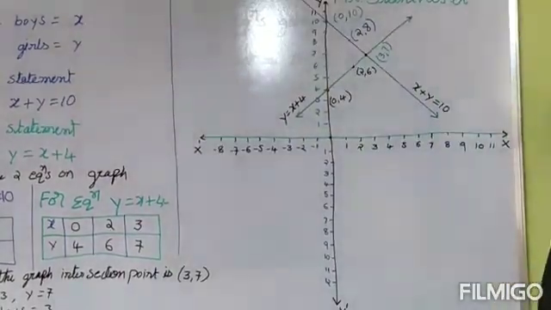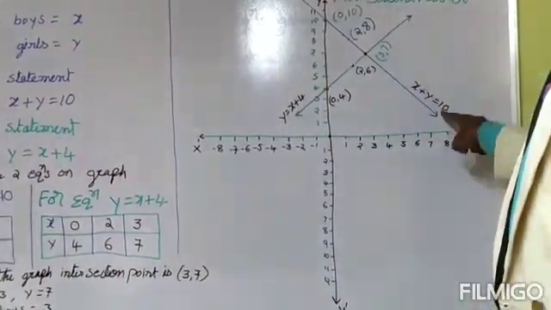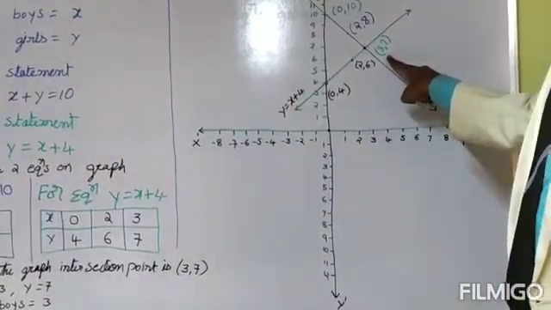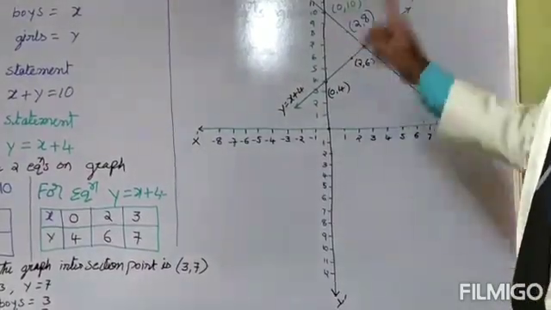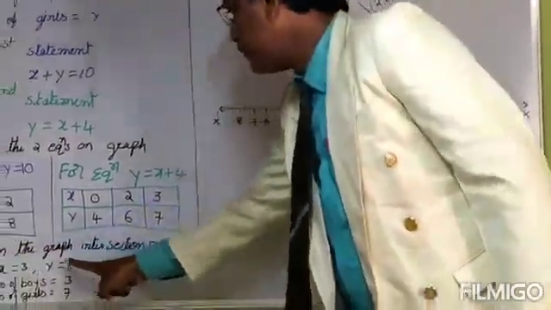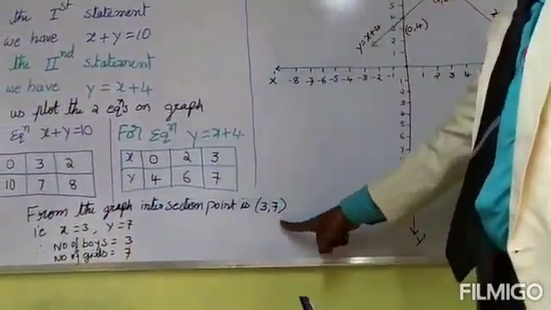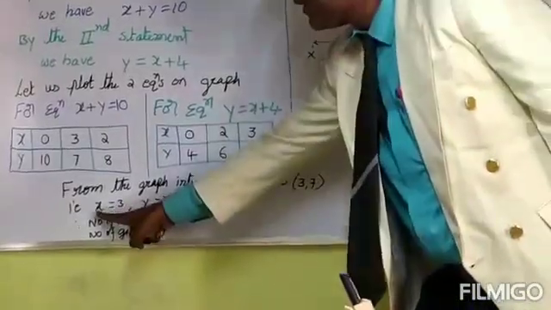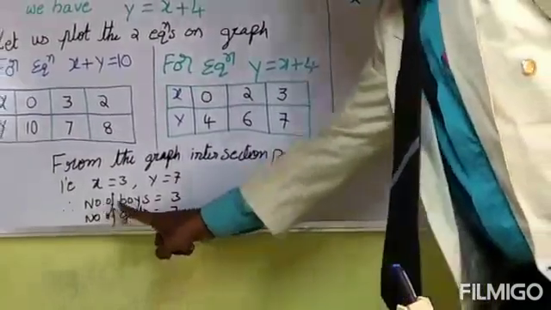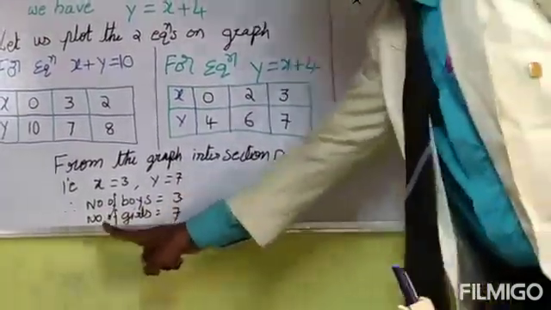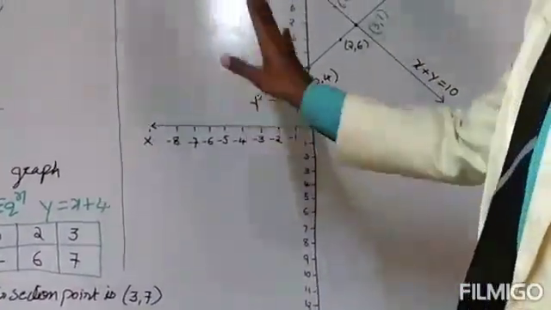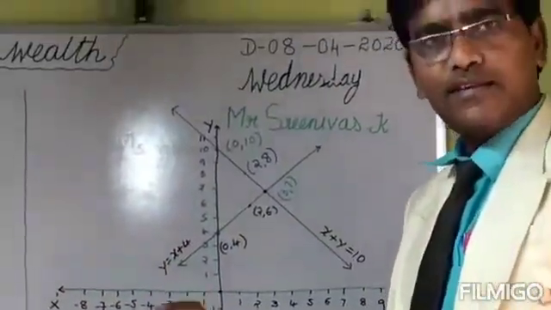After completing this graph, you observe these two lines are intersecting at (3, 7). So this is our solution. We are finding the solution by the graphical method. From the graph, the intersecting point is (3, 7), I mean x equal to 3, y equal to 7. So number of boys equal to 3, number of girls equal to 7. We found the number of boys and girls by the graphical method. Okay, clear this?